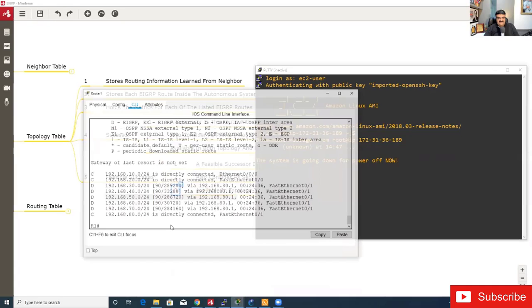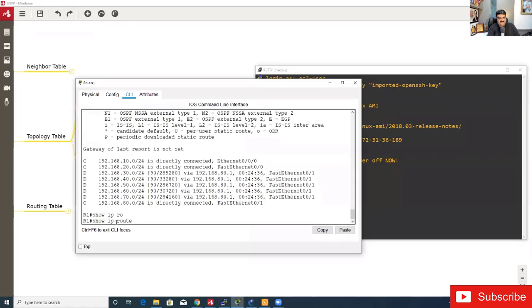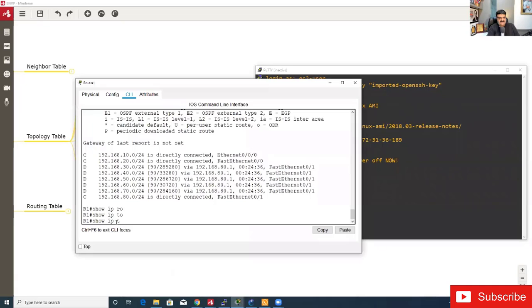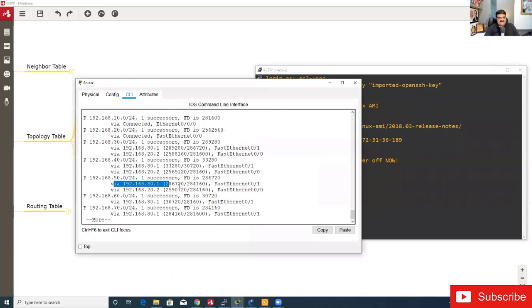Go to the R1. Now we don't have a feasible successor over here, right? So when I lose this primary route, the feasible successor will be available in the routing table. Keep this in mind because they are asking this question in the exam as well. So IP EIGRP topology, and here this is a successor and this is a feasible successor.